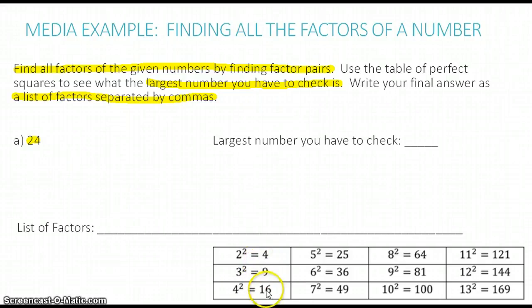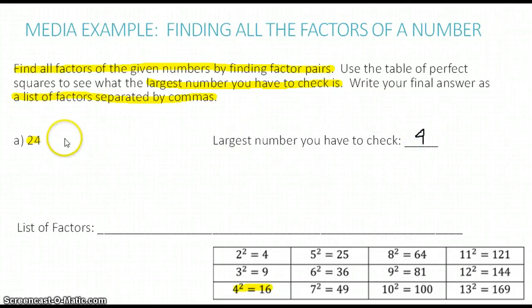So 24 lies between 16 and 25, and we saw that we only have to check the perfect square, which is 16, that's less than the number we're looking at. So we don't have to check 5 because 25 is larger than 24. The largest number we have to check is going to be 4. So let's write that here.